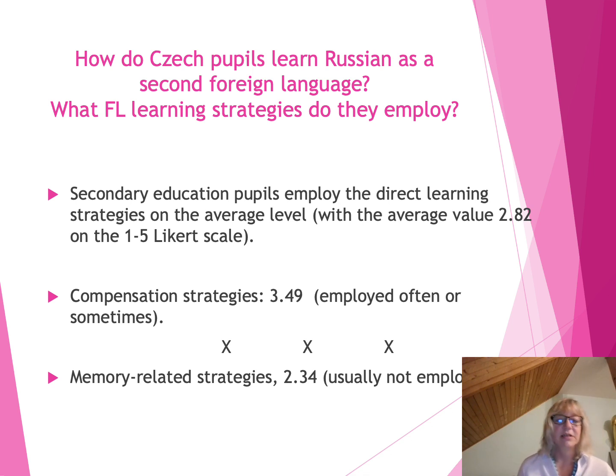Compensation strategies are employed often or sometimes, with the average value 3.49. And memory-related strategies are usually not employed, and it's indicated by the frequency average value 2.34.